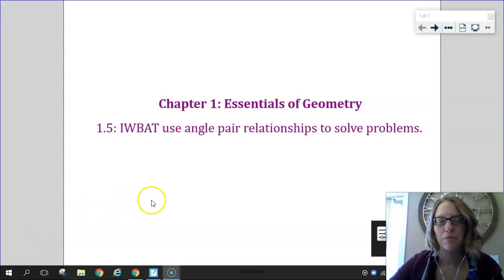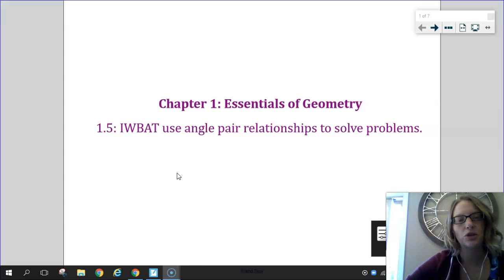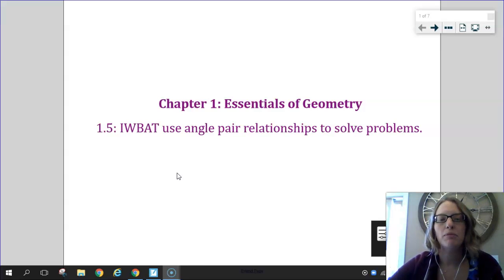Hello! Your geometry lesson for today from Chapter 1, Essentials of Geometry, is Section 1.5. I will be able to use angle-pair relationships to solve problems. Go ahead and title your notes 1.5 and list the learning target before moving on to the next slide.